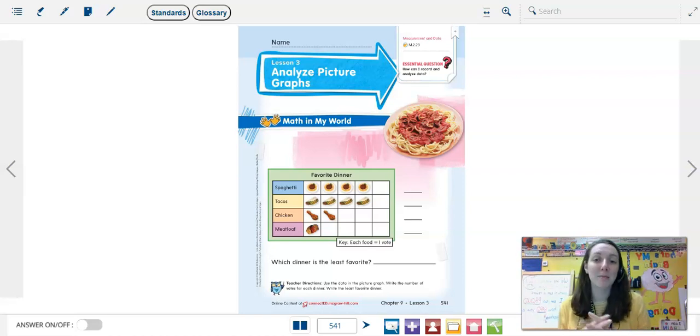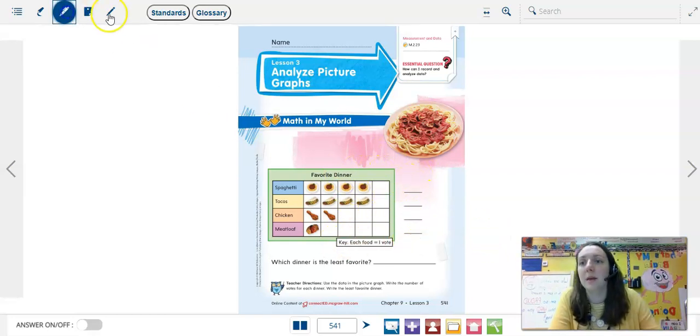Hi friends, today we're talking about picture graphs again, but this time instead of talking about making them, we're talking about analyzing them, or using what we see to get information from it. If you open up to page 541 to follow along, this is lesson 3 in chapter 9. We are given this picture graph and we have to write the number that each represents.